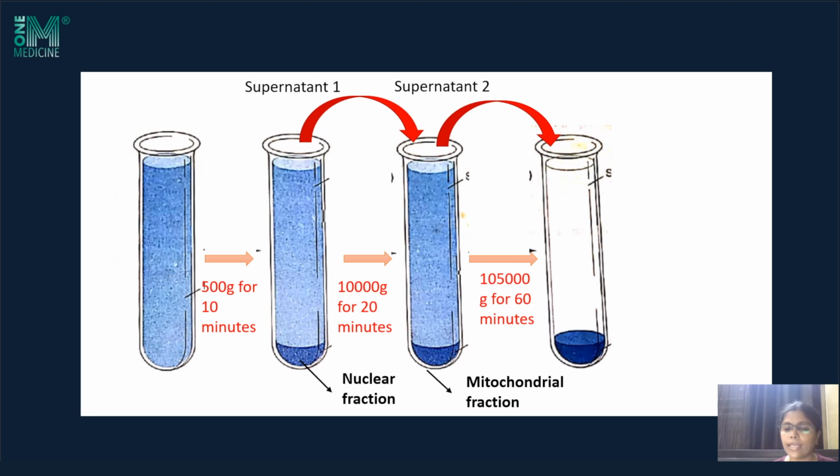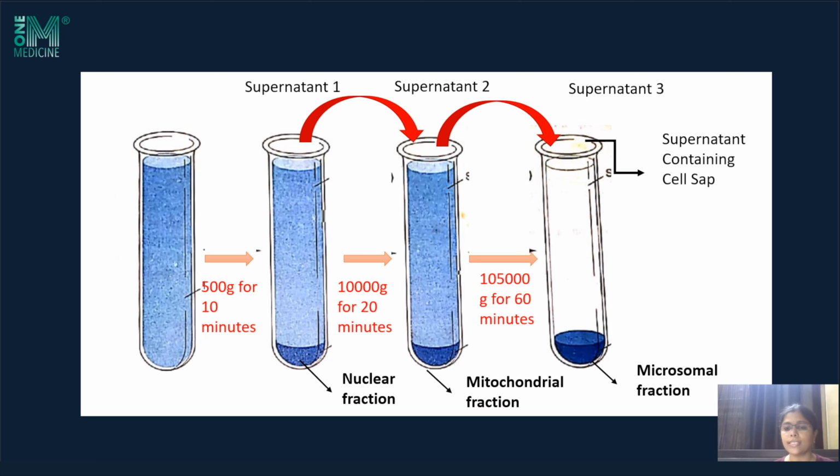And here what will I get? Again I will get a sedimented fraction. That sedimented fraction is the microsomal fraction, which will contain the ribosomes, the endoplasmic reticulum, the lysosomes, and a clear supernatant that is nothing but the cell sap. So this is the three-step series of speeds ideally used for subcellular fractionation. Number 1, 500 G for 10 minutes; 10,000 G for 20 minutes; and 105,000 G for 60 minutes. This is the ideal protocol for subcellular fractionation.